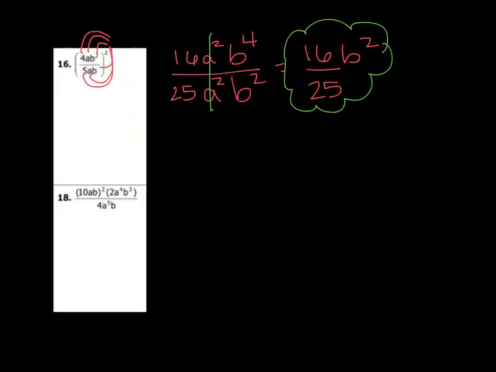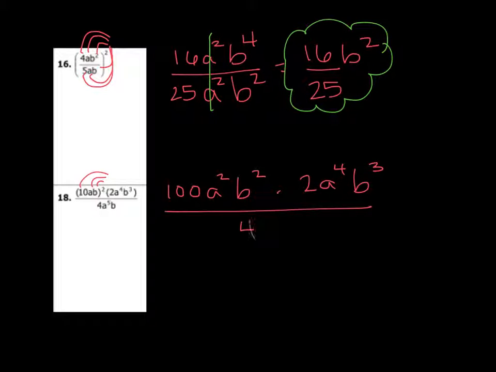All right, so on number 18, we're applying several rules. So the first thing I need to take care of is raising a power to a power. 10 squared is 100. A gets the squared, B gets the squared. Then I'm multiplying by 2a to the fourth, b to the third, and then at the end I have to do 4a to the fifth, b, that division right there. Okay, so I'm going to work across and then I'm going to do my division.